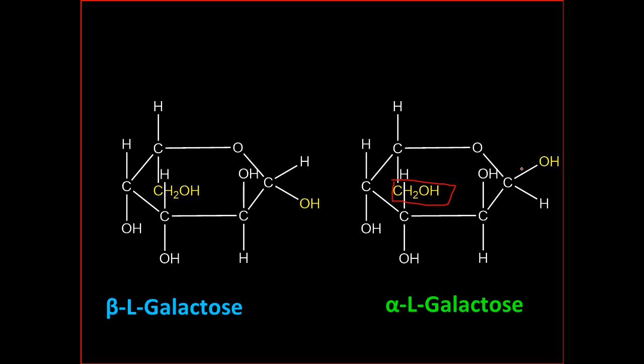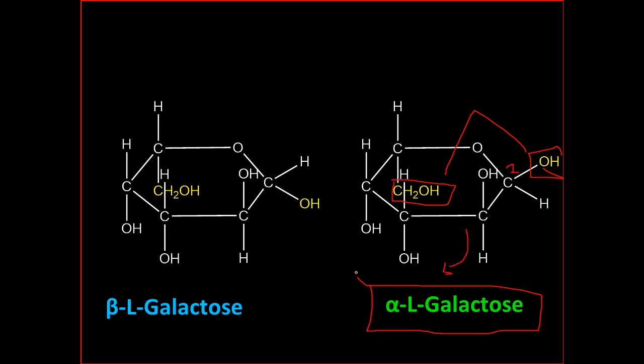Then, let's look at the OH on the first carbon. It is at the top. Automatically, they are on opposite sides. This causes the formation of an alpha L-galactose. That is the only indicator or way to easily name them and designate the correct symbol and notation on the compound.